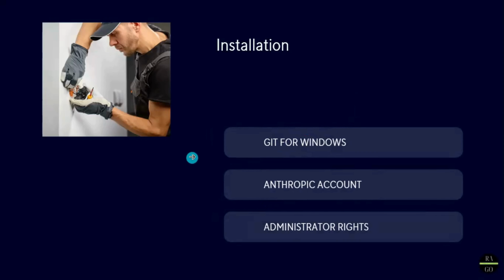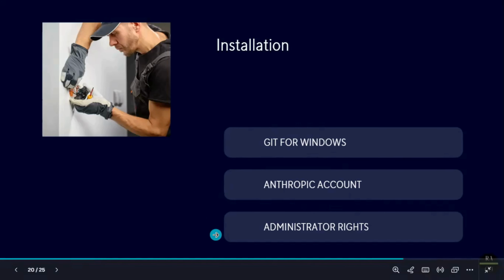So first of all, you would need Git for Windows. You need to have Git installed and proper Git credentials as well as a Git account. Then you need to have an Anthropic account. That means an account created with Anthropic, where you also have access in future to the Anthropic API keys if you create them for your use case. And then you also need to have administrator rights on your computer. Let's move ahead.